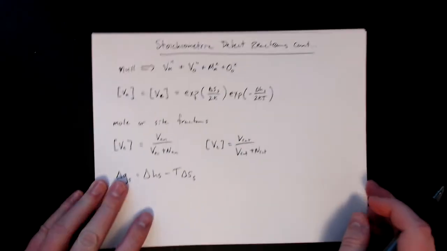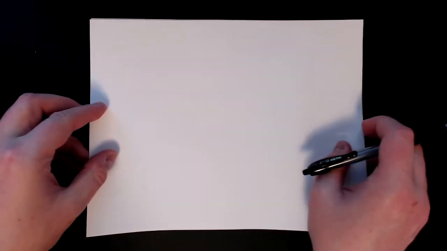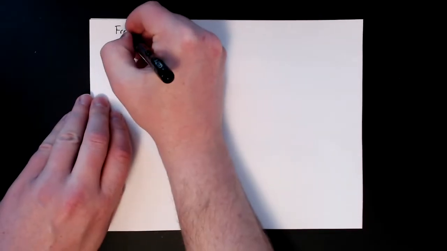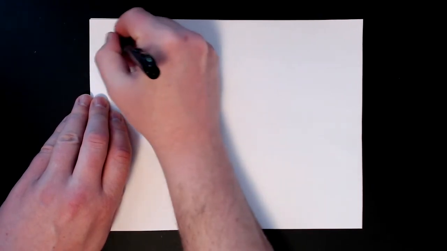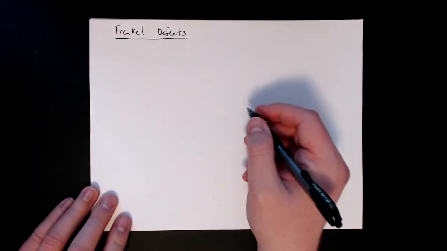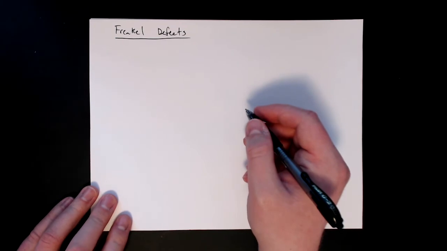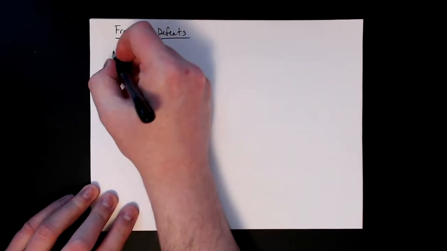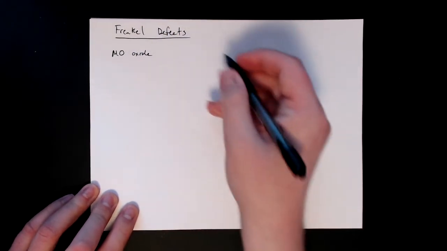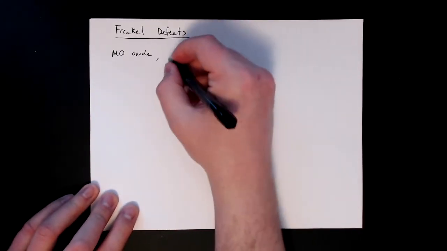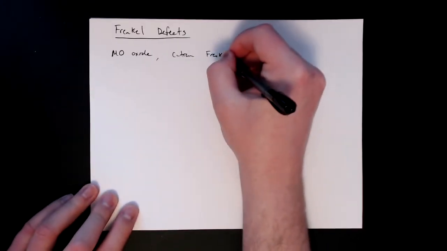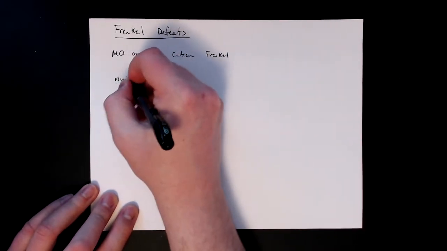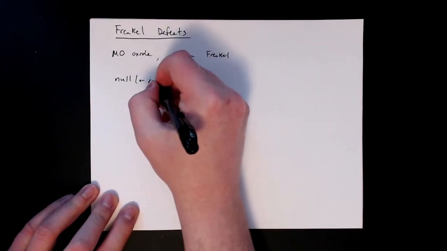All right, so now let's go ahead and look at another type of defect, and that's the Frenkel. So let's look at Frenkel defect reactions. So again, this is the pair of vacancy with interstitial. And so for an MO oxide, for a typical one, it's going to be a cation because the cations are smaller. And so we would write that reaction as null or perfect crystal.